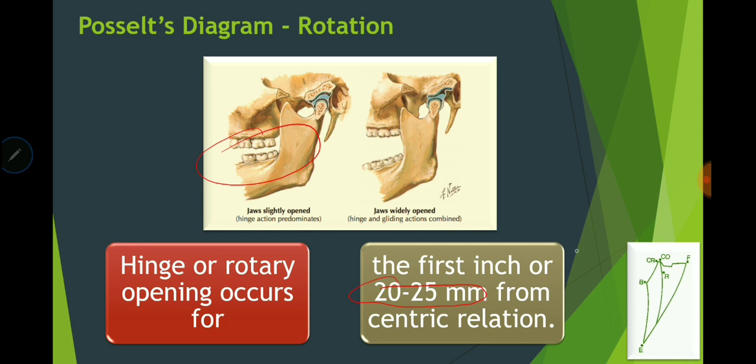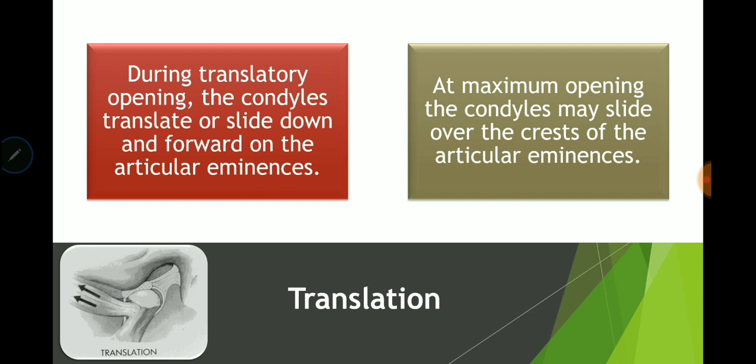And then when you open more, you have B to E, that's translation opening. And then you have more opening of the mouth. It is translation opening because the condyle is translating from CR down the articular eminence posterior slope, leading to opening. So during translatory opening, the condyles translate or slide down and forward.